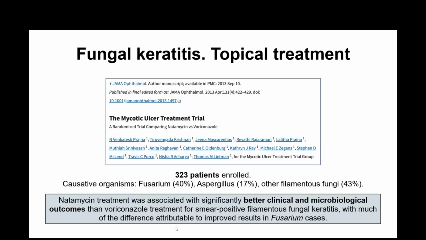Natamycin 5% suspension versus voriconazole topical treatment was analyzed in the Mycotic Ulcer Treatment Trial, and natamycin showed significantly better clinical and microbiological outcomes than voriconazole treatment for smear-positive filamentous fungal keratitis, with much of the difference attributable to improved results in Fusarium cases. And this evidence has established natamycin 5% suspension as the first-line topical antifungal agent, especially for Fusarium keratitis. Voriconazole is considered a second-line option, particularly in cases unresponsive to natamycin or caused by other fungal species.